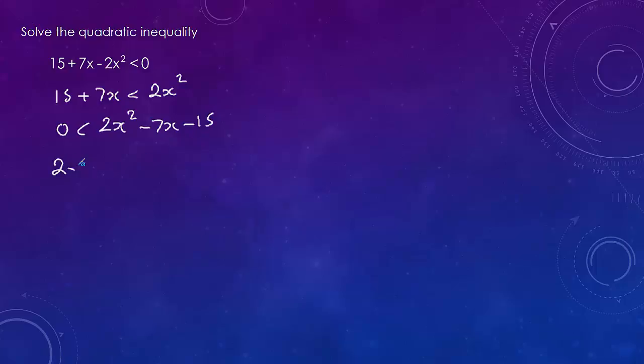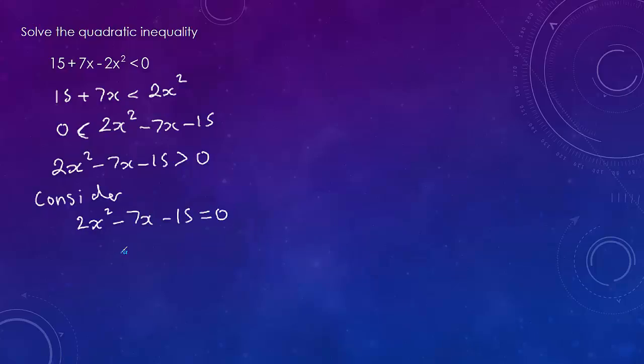And I'm going to write that the other way round. 2x squared minus 7x minus 15. Make sure the crocodile's mouth faces the same thing. So that's greater than 0. And then I want to consider 2x squared minus 7x minus 15 is equal to 0. So we need to factorize here.